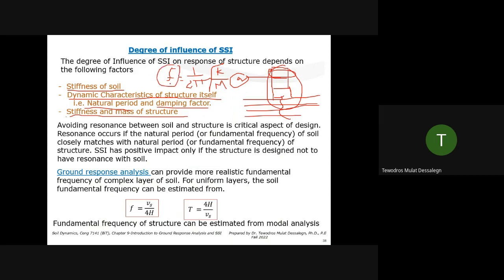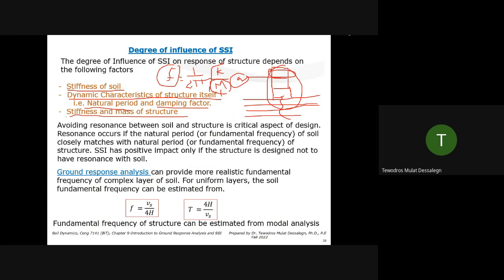To increase the period, what can you do? You can play with the mass of the structure. If I increase the mass, what happens? Let's say I increase the mass by a factor of 2 or 3.